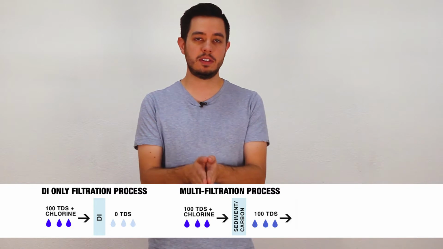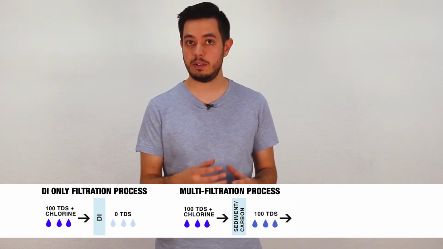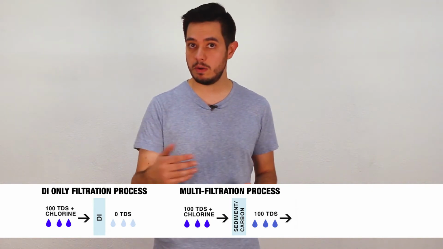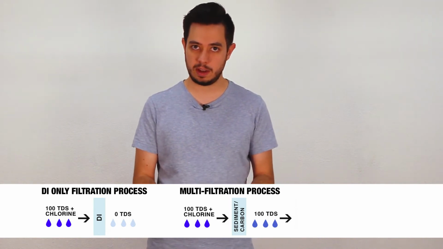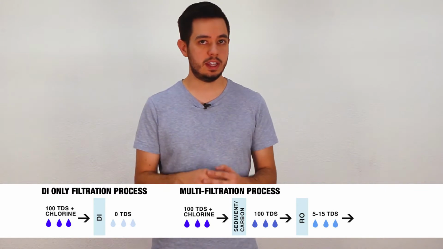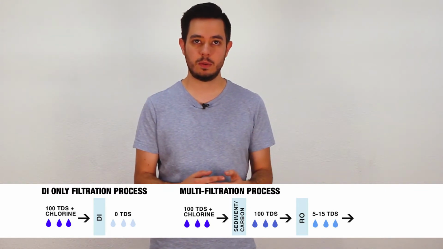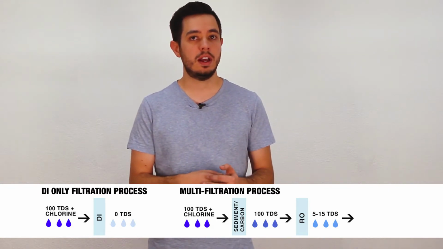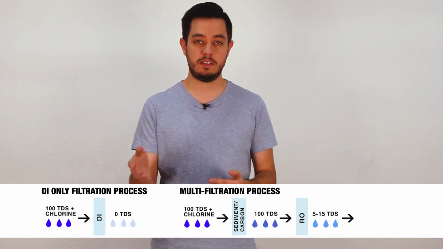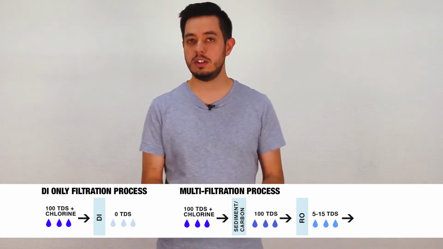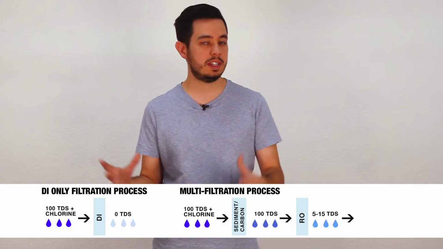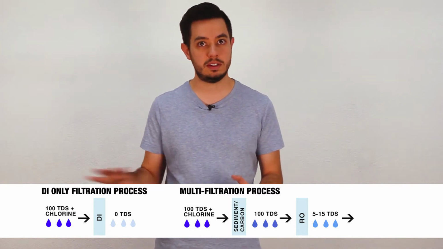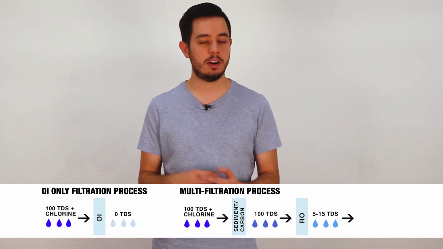The carbon sediment filter is for taking chlorine out of the water. The reason you want to do that is because the next filter, the RO membrane, is damaged easily by chlorine. The RO filter is the workhorse of the system. It's the one that is taking out most of the dissolved solids in the water, and it is what makes the multi-filter systems higher efficiency. So your RO filter is going to be taking out anywhere from 85 to 95% of the dissolved solids that were in the tap water.